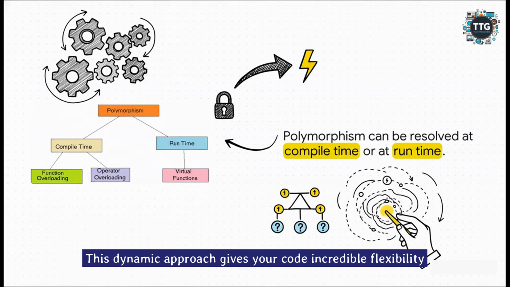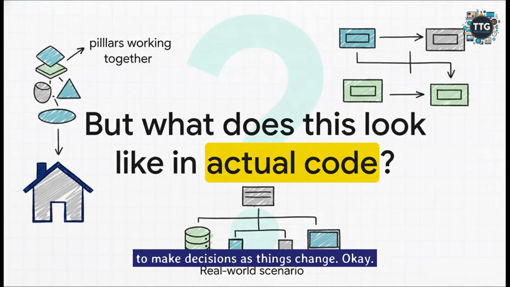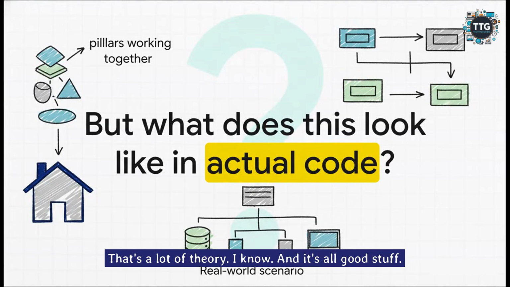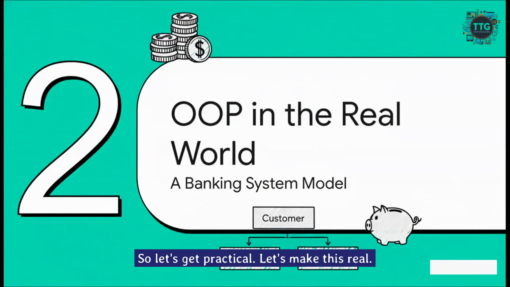This dynamic approach gives your code incredible flexibility to make decisions as things change. Okay, that's a lot of theory, I know. And it's all good stuff, but to really see the power of OOP, you have to see how all these pieces fit together in an actual real-world example. So let's get practical. Let's make this real.